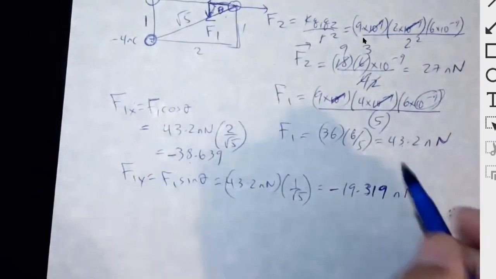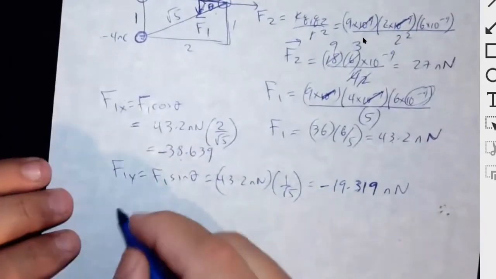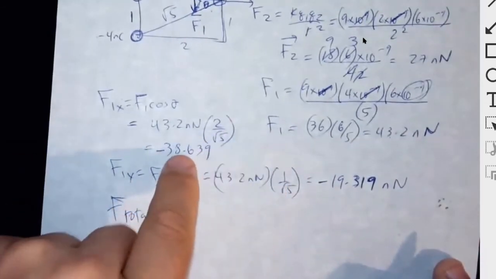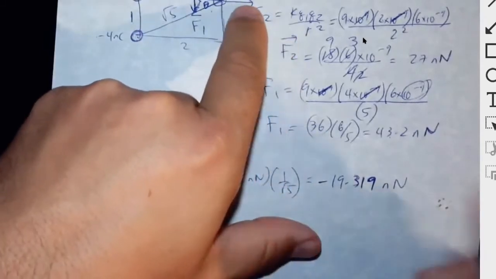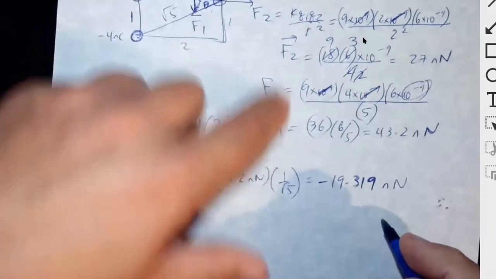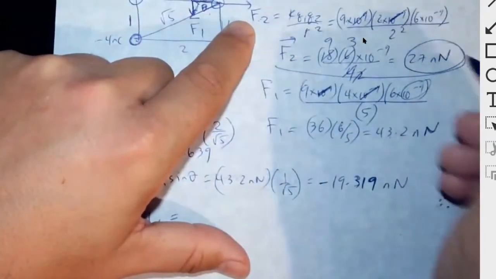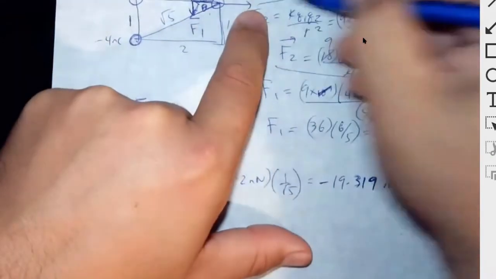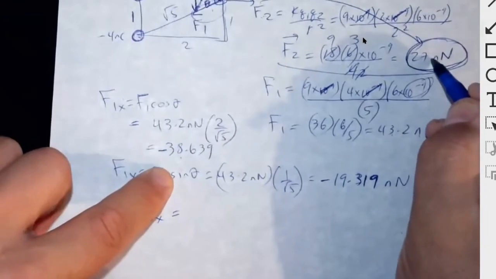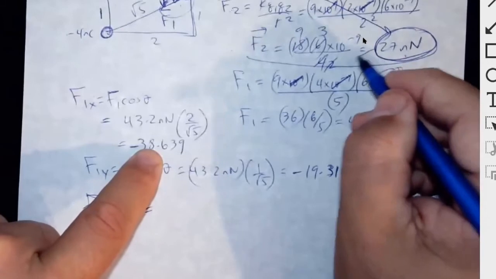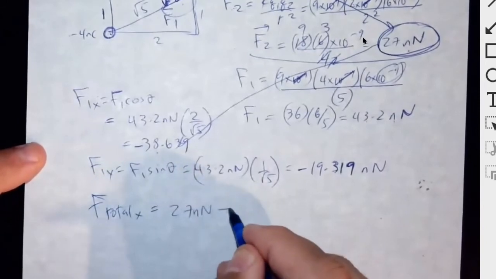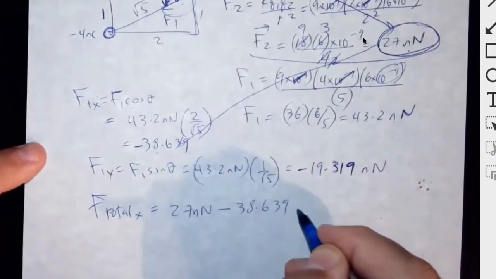Okay? Just by itself. Okay, so then the total F total X is equal to this one we combine with that one, right? Because this is F1, it's just F1 is purely in the, or hold on, 27. Oh, no, sorry. F2 is in the X direction, that's this one. 27, that's this guy. And F1 was the magnitude of this. Okay, so now I'm going to combine 27 to the negative 38, right? So 27 nanonewtons minus 38.639 nanonewtons.